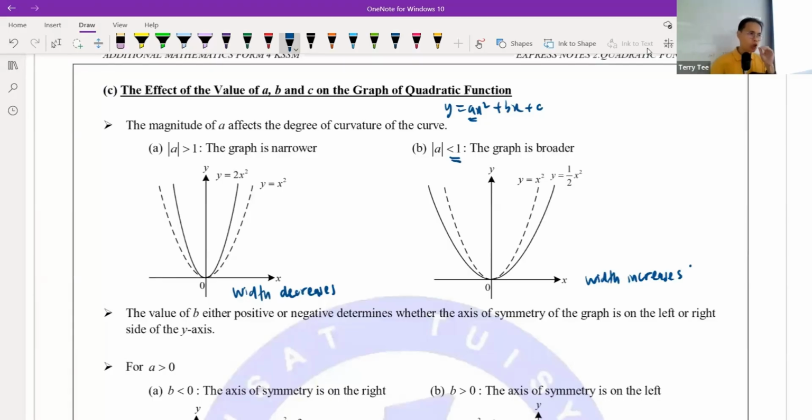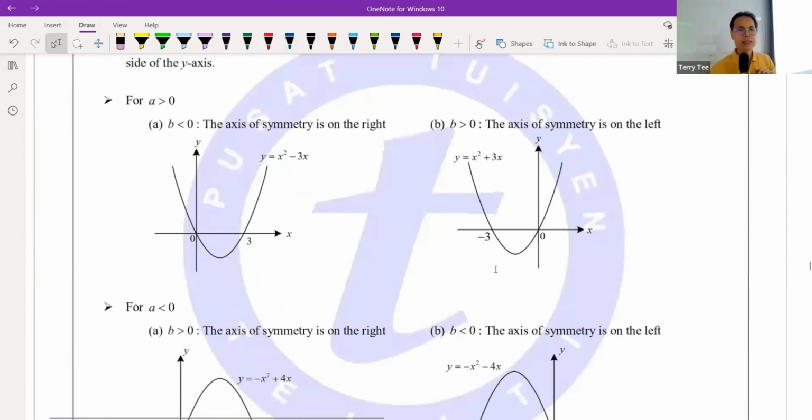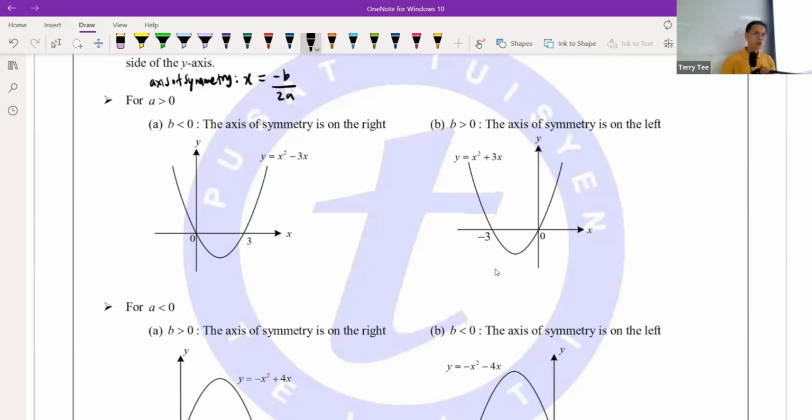Next one. To say that the value of B alone determines the axis of symmetry is not true. Your axis of symmetry is dependent on both A and B. I don't know whether you still remember, this is from your Mod Maths. The axis of symmetry is given by minus B over 2A. So the value of B alone doesn't affect your axis of symmetry. It depends on your A.